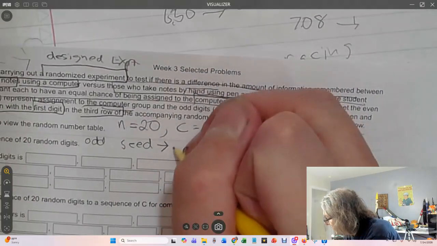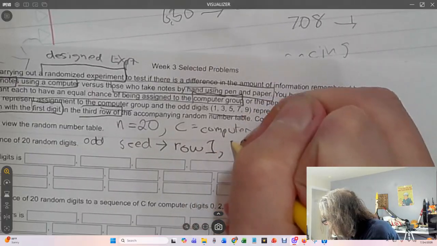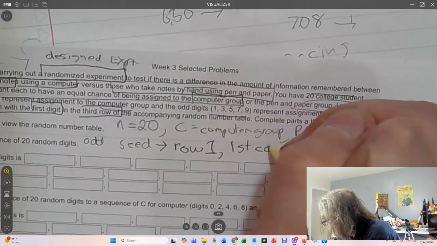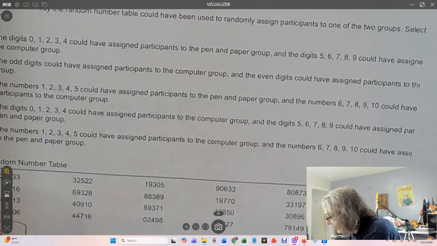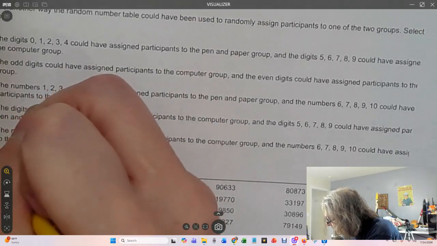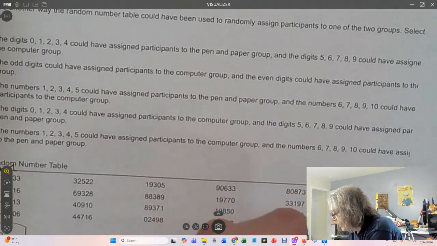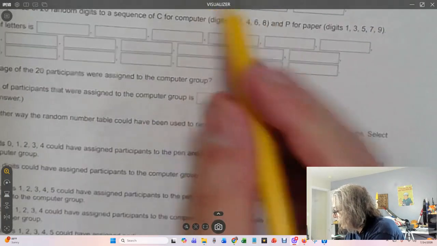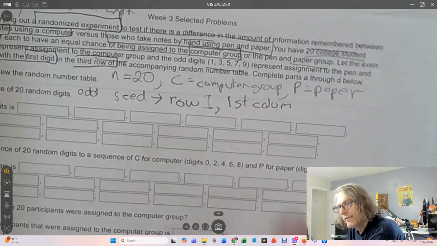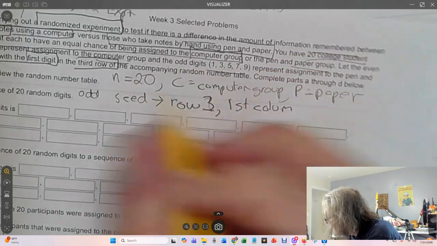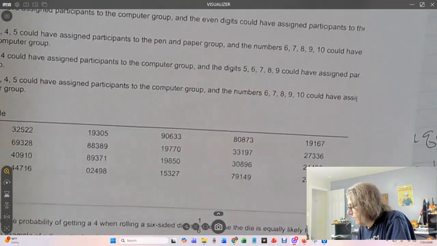So the seed is row 1, first column, or as it says, the first. As we can see, this is column 1, right? And then this is the third row. Seed row. I wrote row 1. It's actually row 3. There we go. See, it's the third row. That's where the seed's going to come in. So that's what we would do.